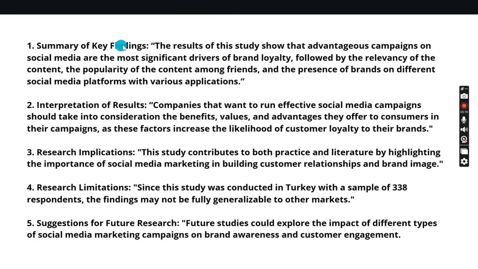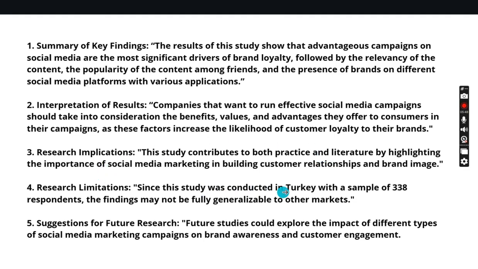Now, summary of key findings. The results of the study show that advantageous campaigns on social media are the most significant drivers of brand loyalty, followed by relevance. Interpretation of results: companies that want to run effective social media campaigns should take into consideration the benefits, value, and advantage. Research implication: this study contributes to both practice and literature by highlighting the importance of social media marketing in building customer relationship and brand image. Research limitation.